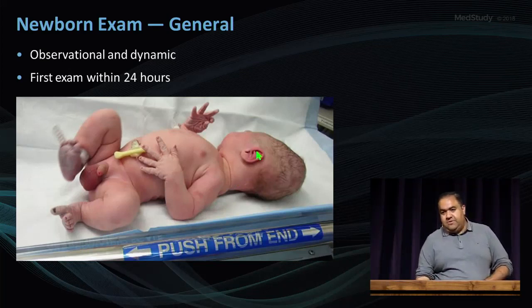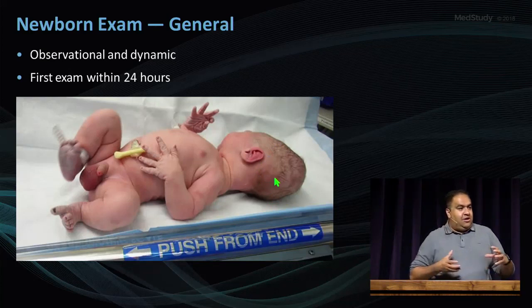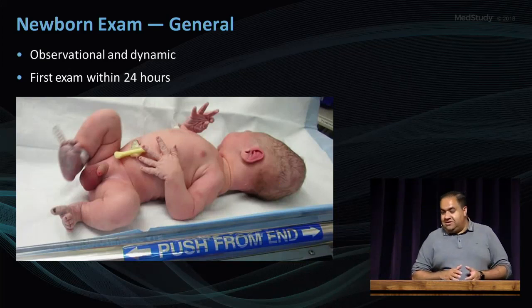The head is probably going to be turned to one side. You're going to have molding at the top of the head. A lot of these kids that are vaginally delivered will have that cone-shaped head. This gets better over time. You might see some bruising. You might have the blue hands and feet, the acrocyanosis that occurs. You have nice flexion at the knees, flexion at the hips, flexion at the arms.